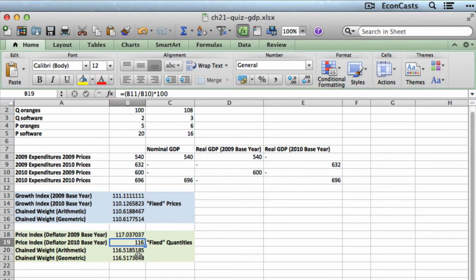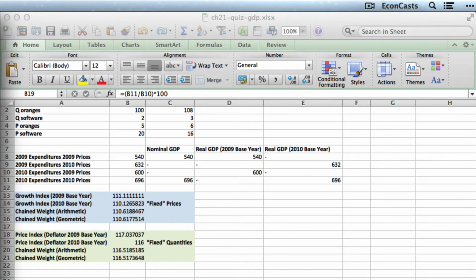Again, there are 2 ways to calculate our chained weight. We can use the arithmetic mean or the geometric mean. And remember to pay attention to which one the question is asking for.